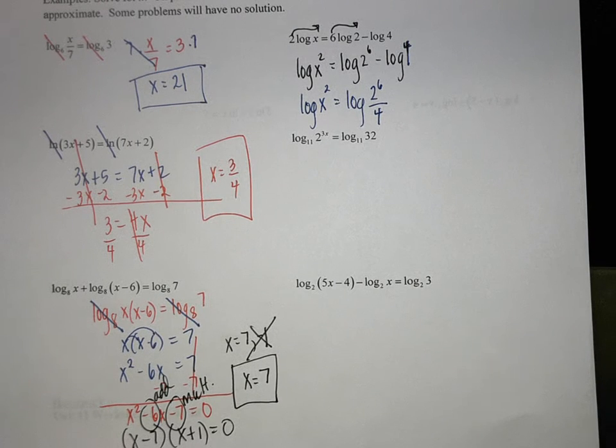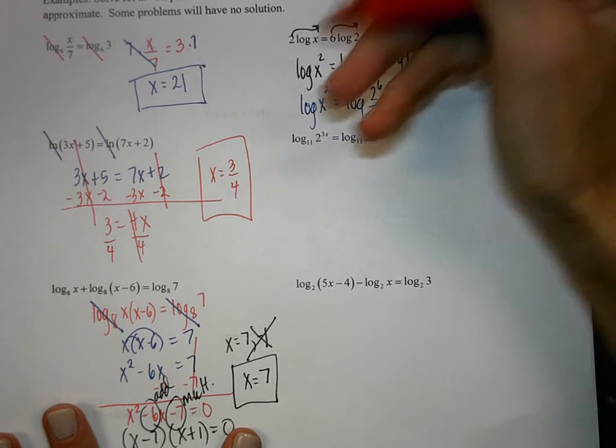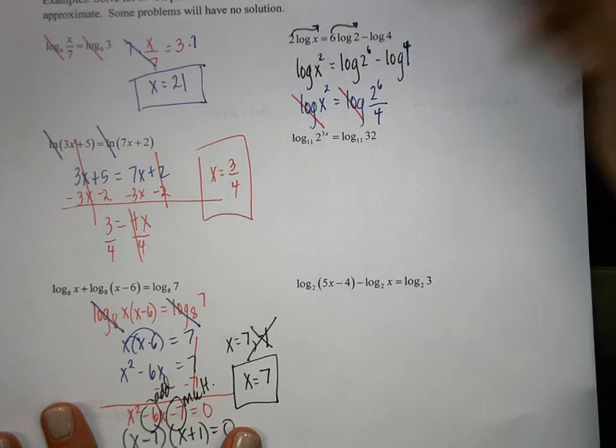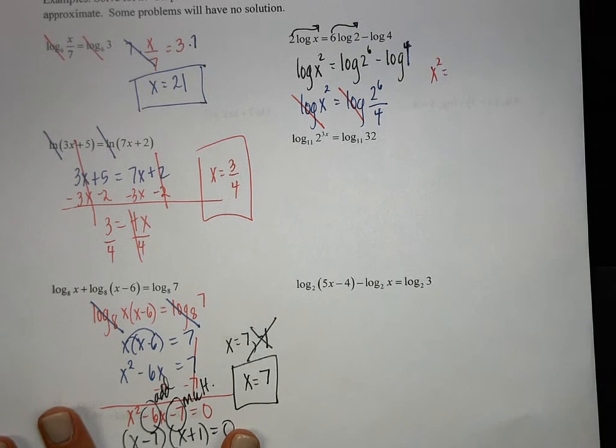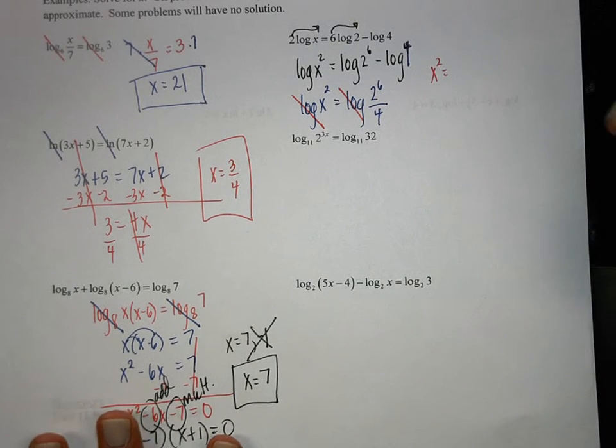What base does this log have? Good, 10. So anytime it's log base 10, we don't write it. Or you could write it, but it's not necessary. So now we have a single log on both sides. Those eliminate. We get x squared equal, and what is 2 to the 6th power?